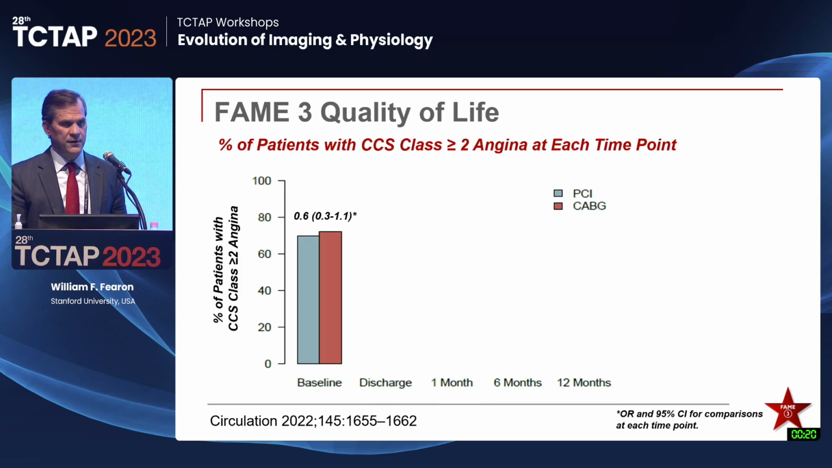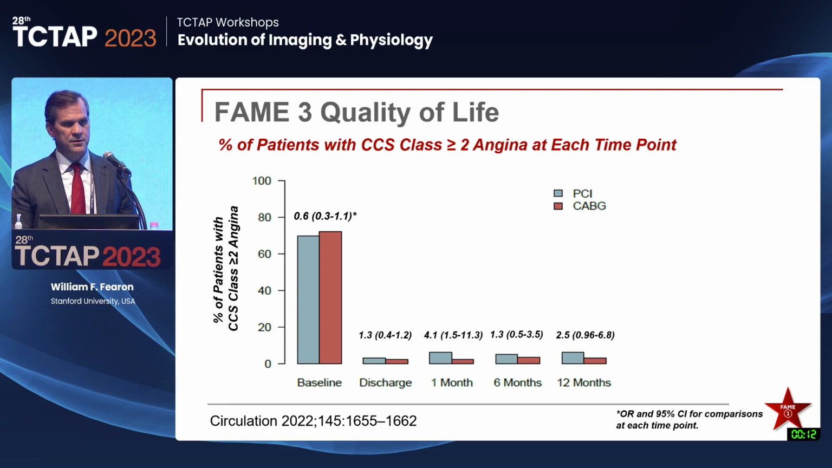When we look at significant angina, defined as Canadian class 2 or greater, there was a similar rate at baseline, and fortunately, both groups had a dramatic reduction in significant angina, and at 1 year, there was no difference in the degree or the percentage of patients with class 2 or greater angina.